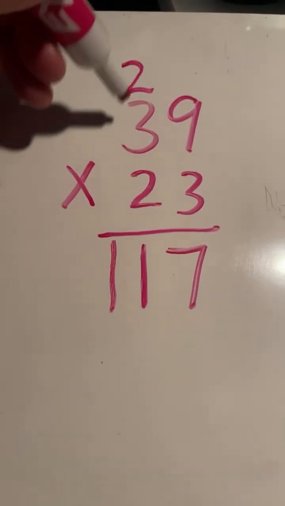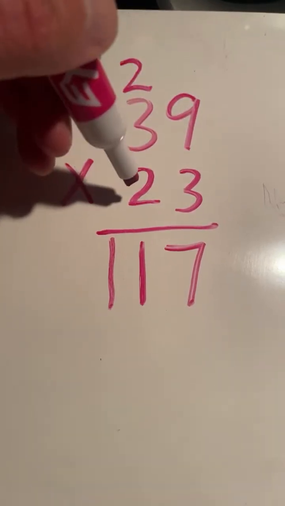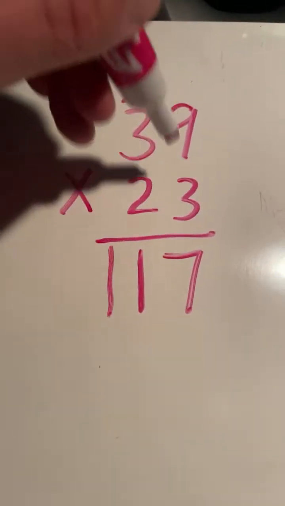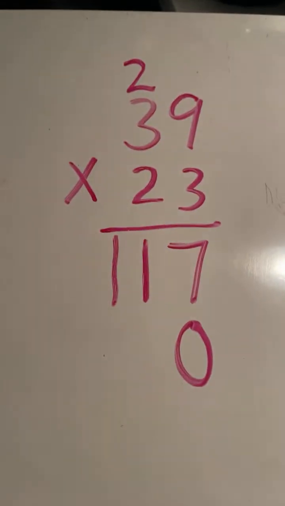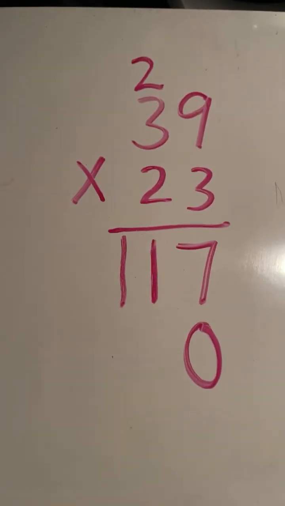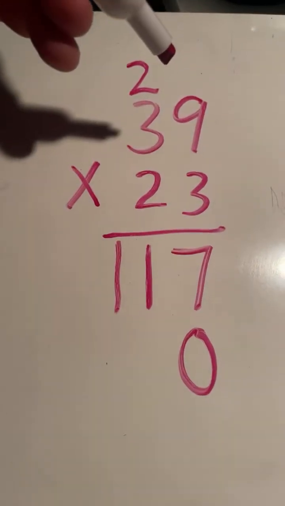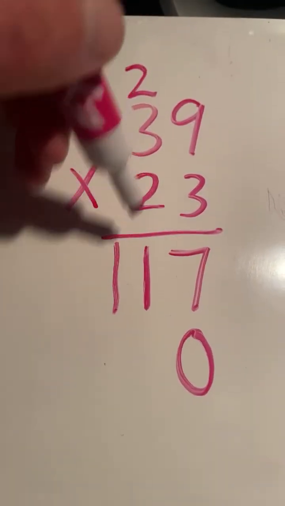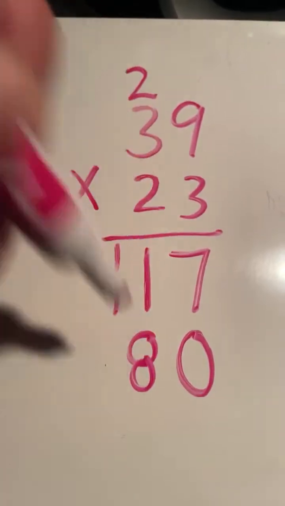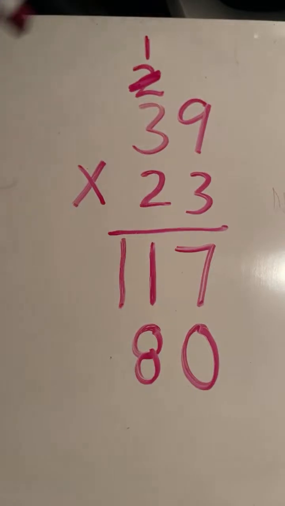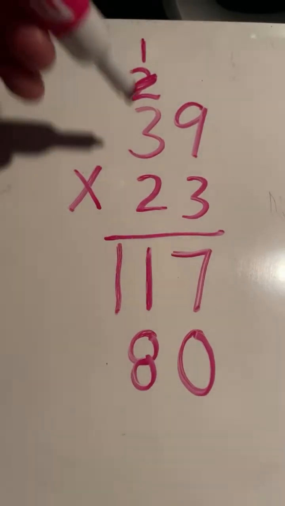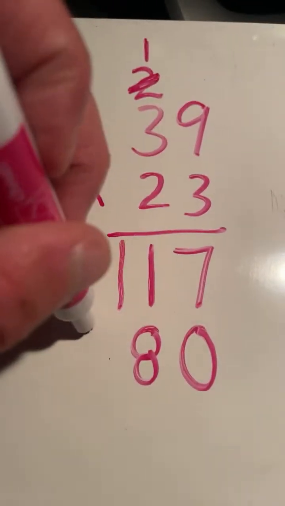Next, we multiply the top 2 digits times the bottom digit in the tens place here. Since both digits in the ones place have already been multiplied, we're going to put a 0 in the ones place. 9 times 2 equals 18. 8, carry the 1. I'm going to cross out this 2 just so we know we already used it. 3 times 2 equals 6, plus 1 equals 7.